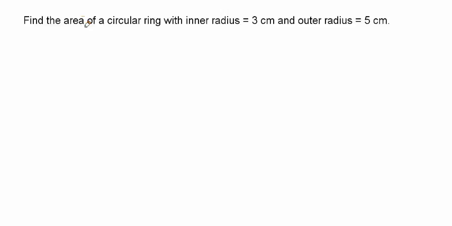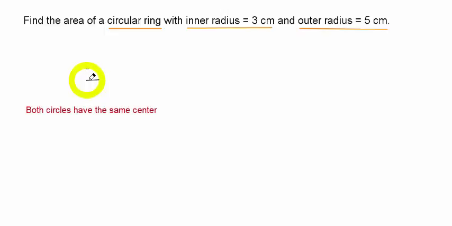Find the area of a circular ring with inner radius equal to 3 centimeters and outer radius equal to 5 centimeters. So we have a ring, and it's given that the inner radius, which is the distance from the center of the circle to a point on the inner circle on the ring, is 3 centimeters. And the outer radius, which is the distance from the center of the circle to a point on the outer circle of the ring, is given as 5 centimeters.